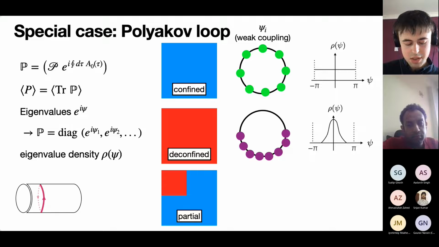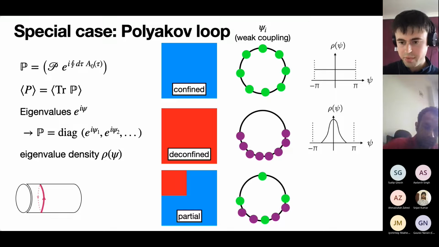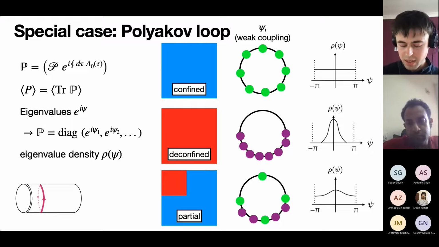So that takes us to the partially confined phase. Here we expect some of the eigenvalues will have center symmetry, like these green ones, and others will be deconfined and not have center symmetry. That would lead us to the eigenvalue distribution which looks like this. Is that sort of the working definition of partial deconfinement? Yes, this is the definition that people often started with, but it only works at large N.